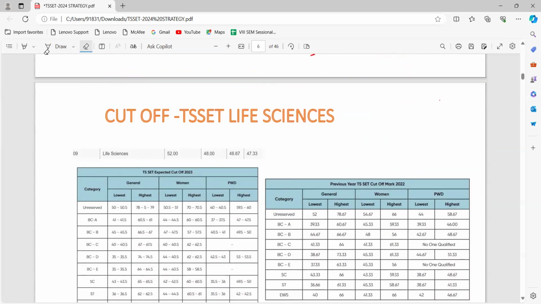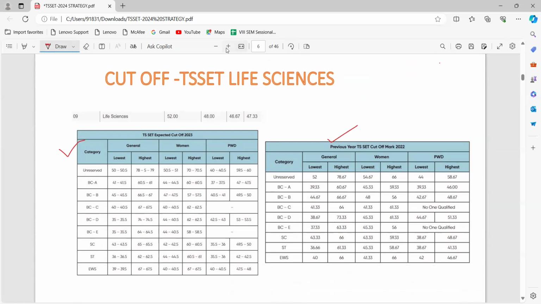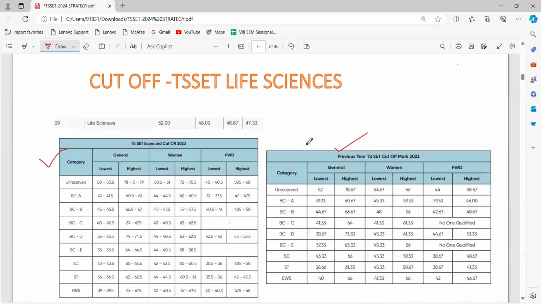Now if you look into the cutoff of 2023 and 2022.